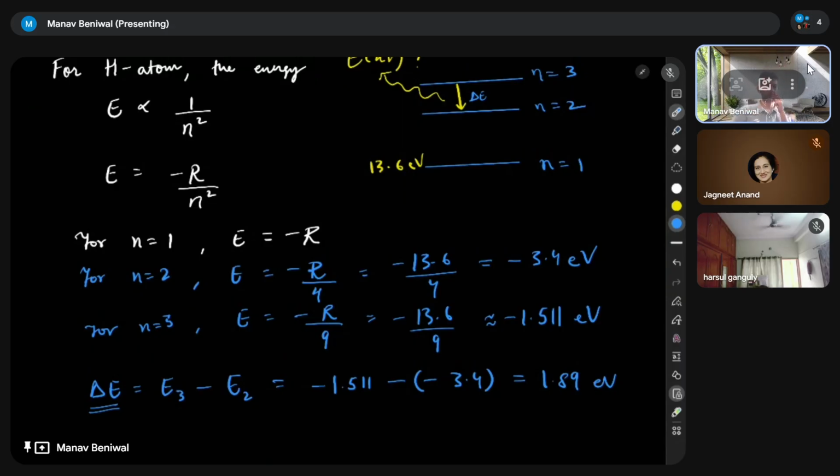So that the difference comes out to be positive. Because we just want the difference between these two levels, delta E, and it is coming out to be 1.89 eV.